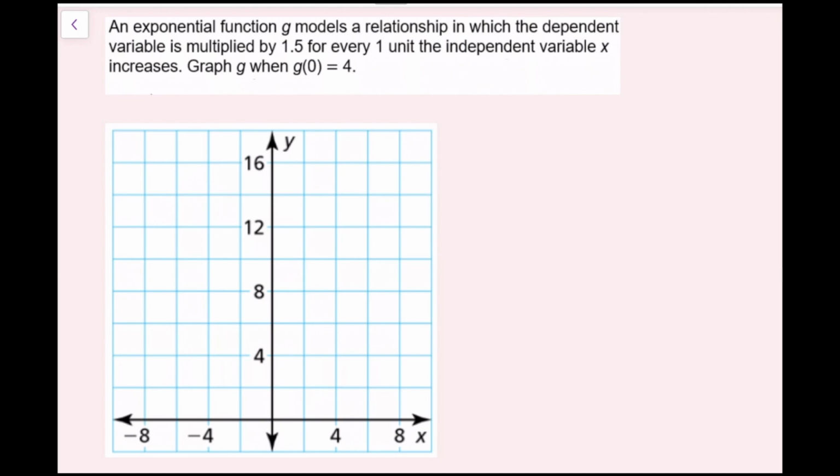An exponential function g models a relationship in which the dependent variable is multiplied by 1.5 for every 1 unit the independent variable x increases. Graph g when g of 0 equals 4. I'm going to make a table here. Here's my table.